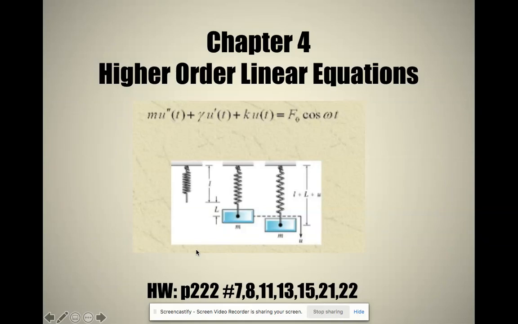Hey kids, time to start chapter 4, higher order linear differential equations. Should have put differential in there, huh? So picture of some pretty cool stuff here. Now this is a second order, but still higher order, right?